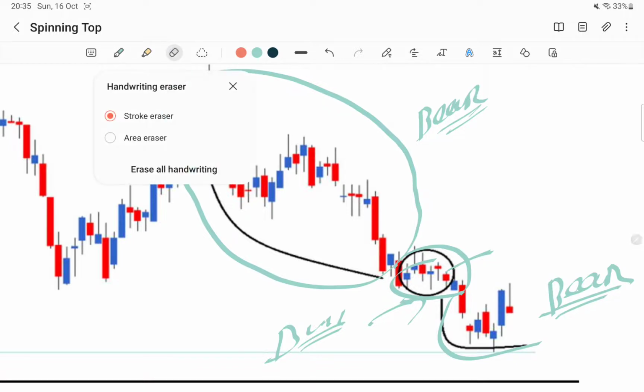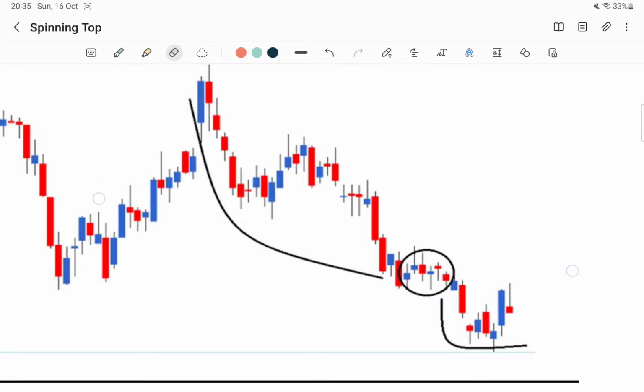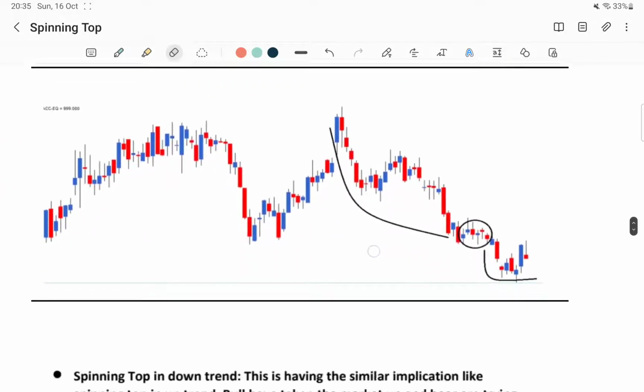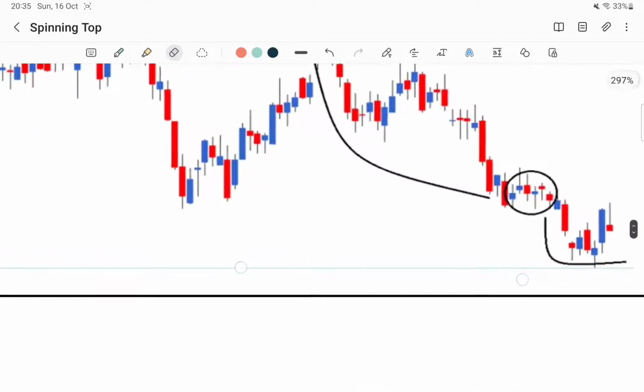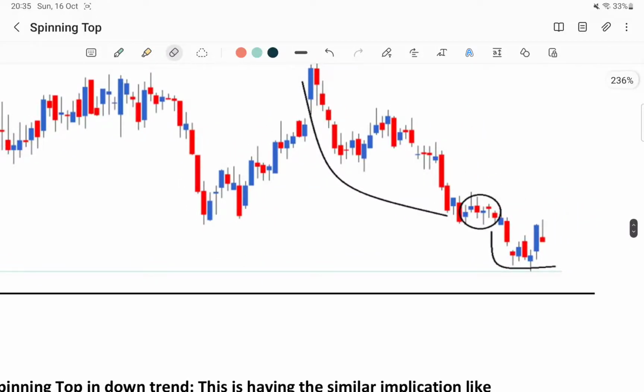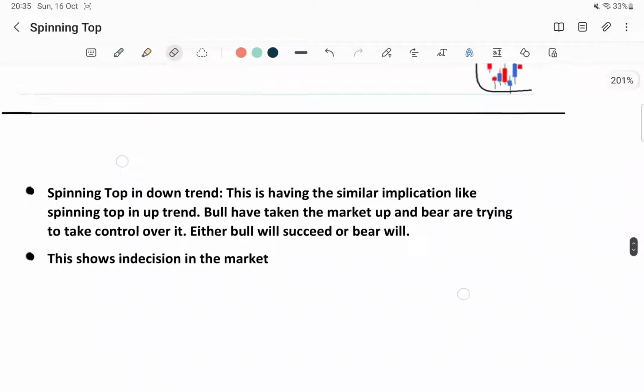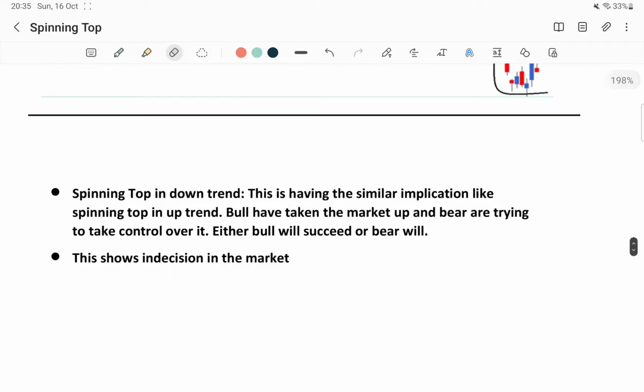So these are basically two scenarios in a downtrend, where the spinning top is getting created, and after that you can see in one portion the bulls have taken the control, and in the second portion the bears have taken the control. Let's understand that a spinning top can also happen in an uptrend. Let's understand how the stock normally performs when a spinning top is happening. I wrongly wrote downtrend. This is an uptrend.